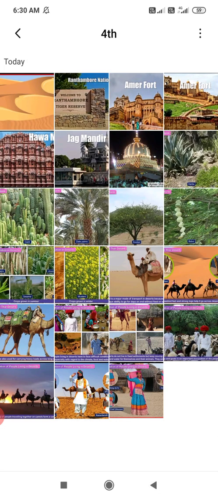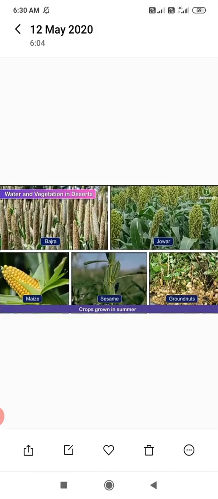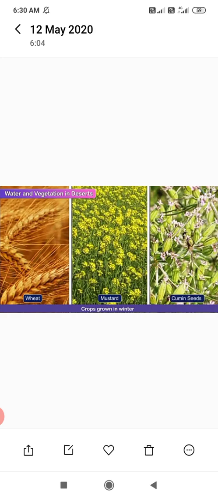Crops such as bajra, jowar, maize, sesame, and groundnuts are grown in summer, while wheat, mustard, and cumin seeds are grown in winters, and these crops are grown in the oasis region of the desert.